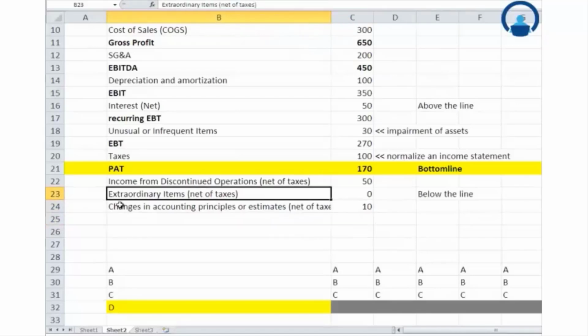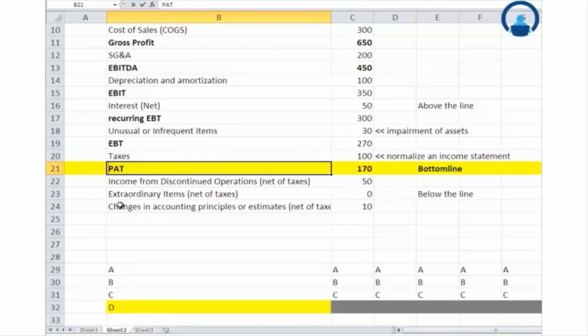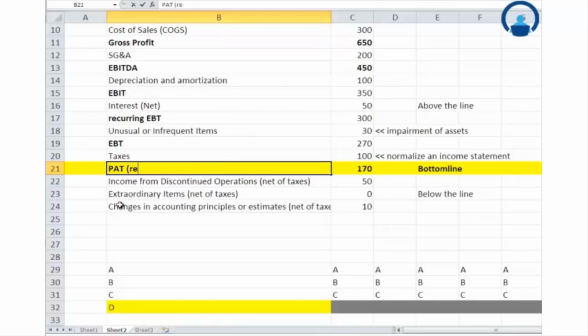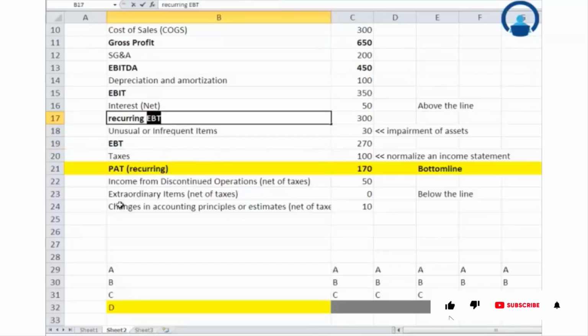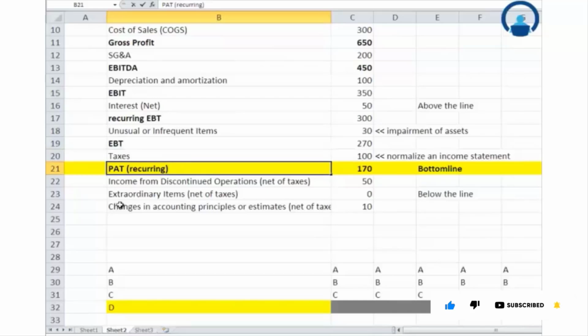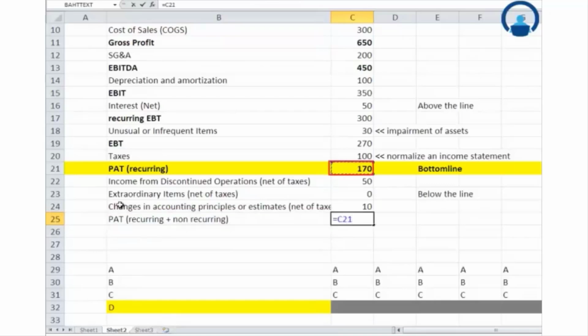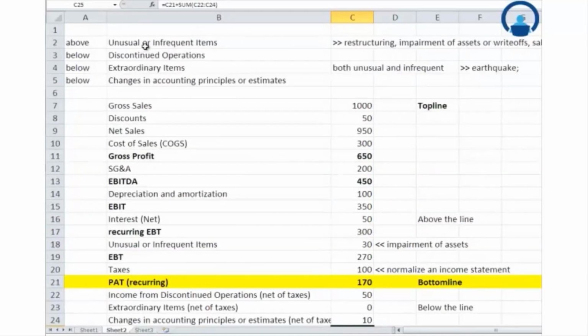Another thing which we have to redo in a very small way is that we will call this PAT as PAT from continuing or recurring operations, like the one which we have done in the case of EBT. We're calling PAT as recurring PAT, and final PAT will be the PAT which is because of the recurring as well as the non-recurring items. So this would be 170 plus the sum total from these three items. So this comes out to be 230. So this is how you can incorporate the unusual or the infrequent items.